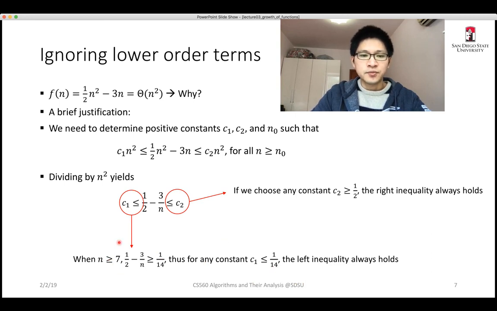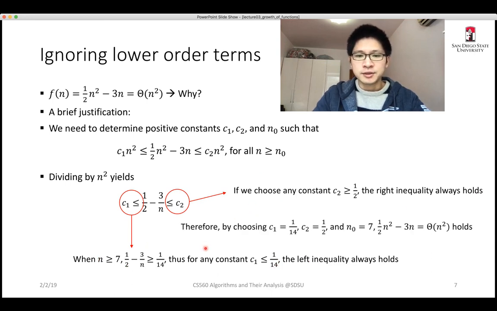Combining these left inequality conditions and the right inequality conditions, we can show that by choosing C1 equals 1/14, C2 equals 1/2, and n0 equals 7, we can always make this inequality hold, right? And that means the inequality above always holds. Therefore, the function f(n) belongs to theta of n^2. This statement is true. So this is how we formally prove that we can ignore the lower order terms.